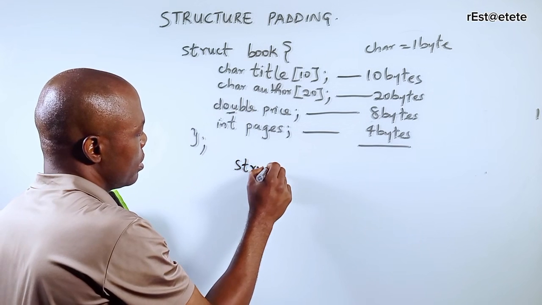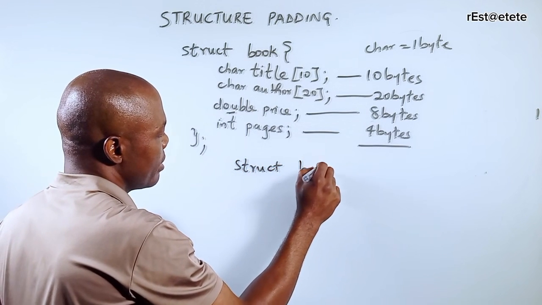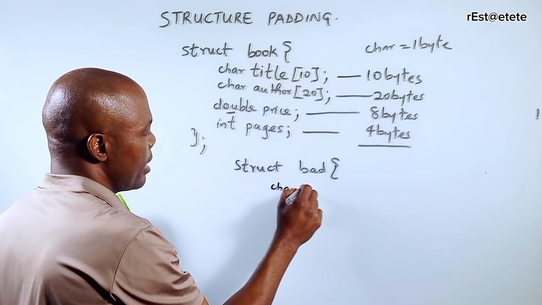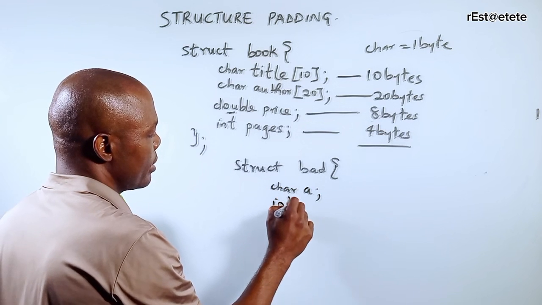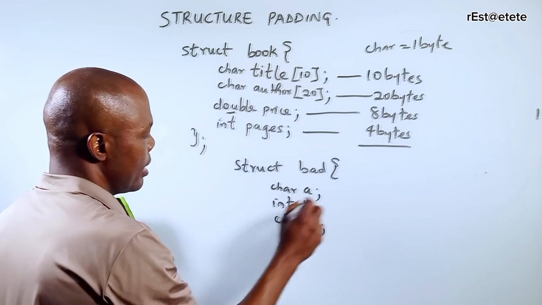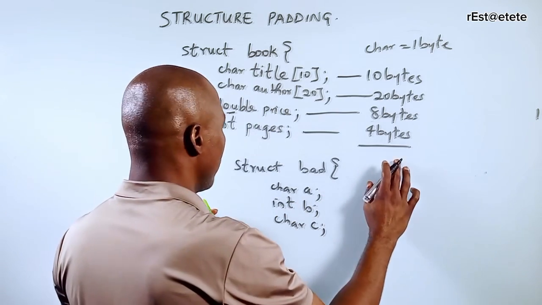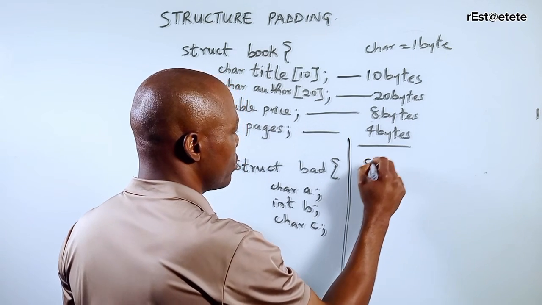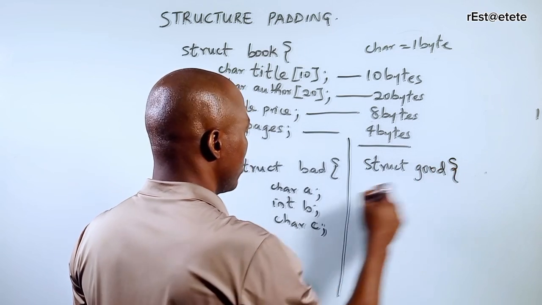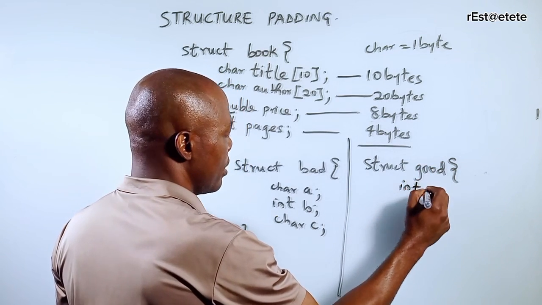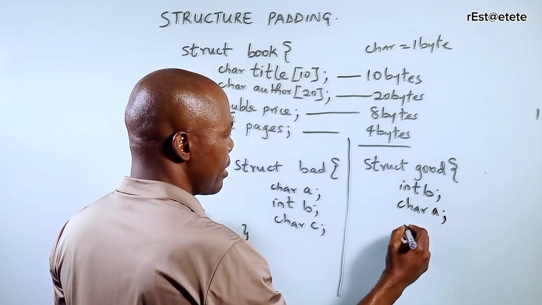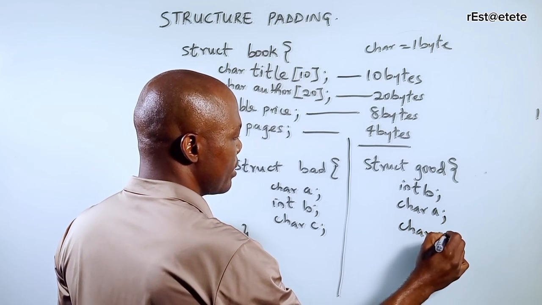Struct, let's call it bad. And then we say char A, int B, char C. Then I'm going to close this one. Then I have another one, struct good. Then int B, char A, char C.